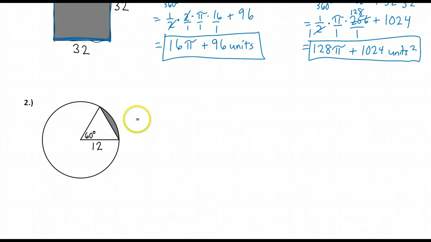In problem number 2, the perimeter is made up of two parts. The first part is this line right here. So the first part of my perimeter is that straight line. The second part of my perimeter is this arc length.